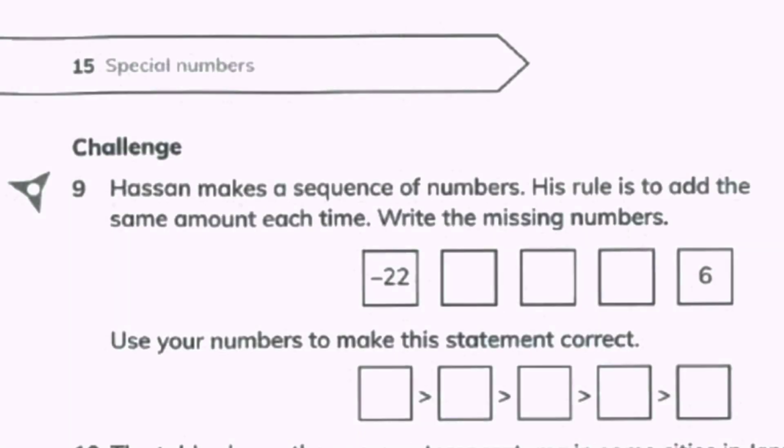Part 9 is a challenge. Here we need to find out the term to term rule. In previous exercises, we already knew the term to term rule, but in this exercise, we only know the first term and the last term, but we need to find the term to term rule to finish this question.